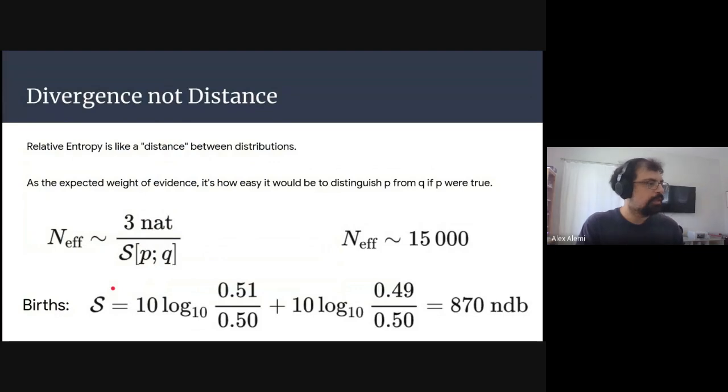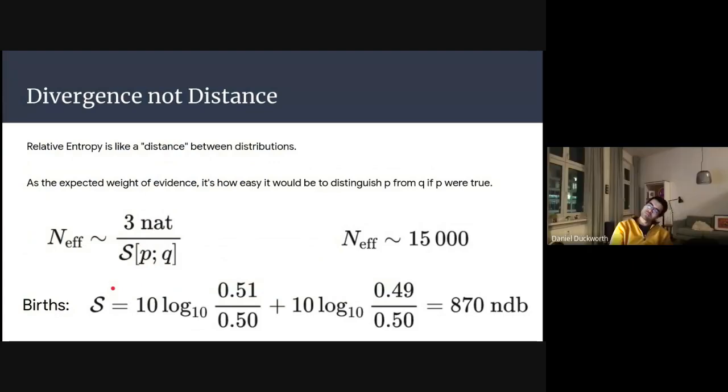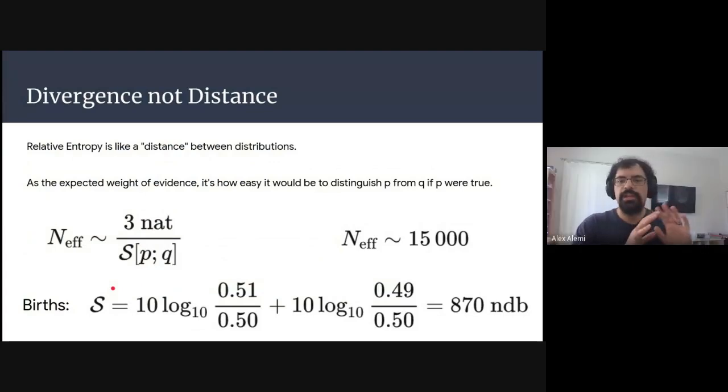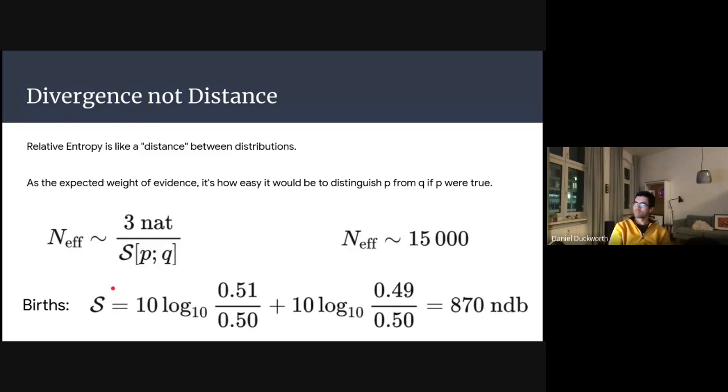Another interpretation I want to give you: how do we actually interpret the number? We get these numbers out. We can measure them in bits or nats or decibans or whatever, but what does the actual number mean? Well, since it was an expected weight of evidence on a single observation, we could turn that into a question of how many observations I would need before I could be convinced that P was true over Q.